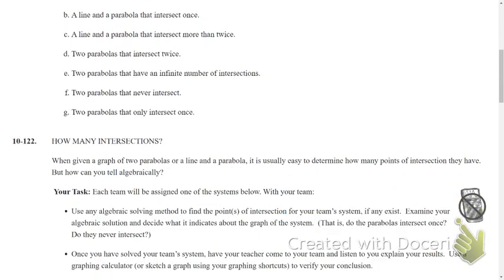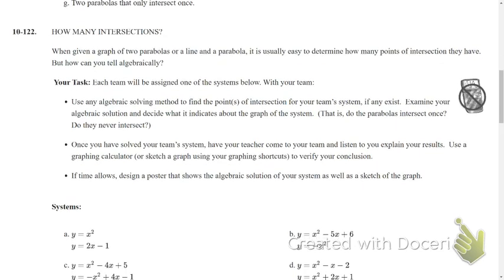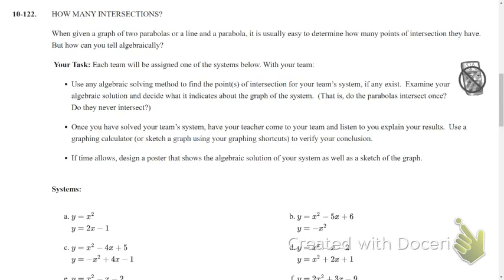Alright, we're going to go over to 10-22 here. When given a graph of 2 parabolas or a line and a parabola, it is usually easy to determine how many points of intersection they have. But how can you tell algebraically? It says that each team is going to be assigned one of the systems below. It's just asking you to solve this using the algebraic method of your choice. Don't use a calculator, because it says no calculator.